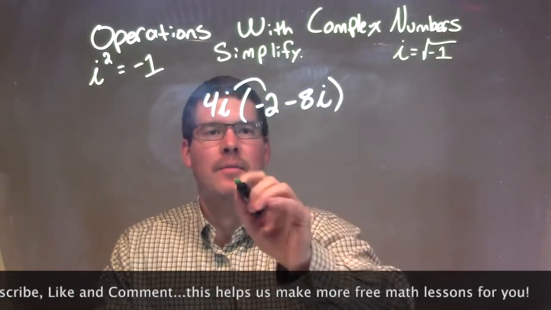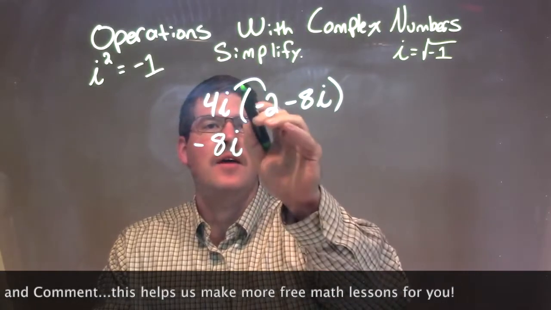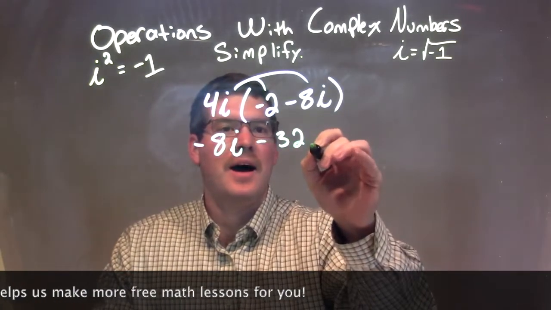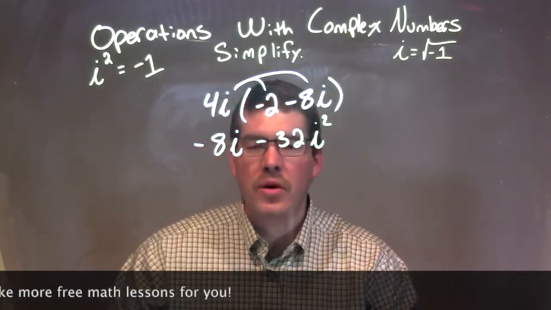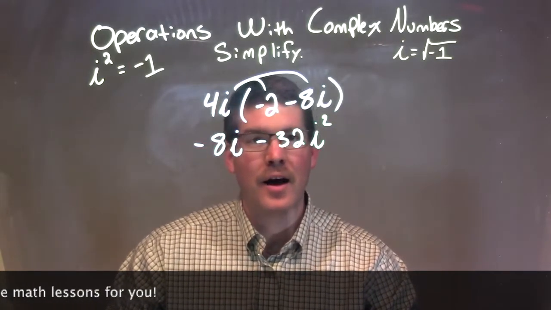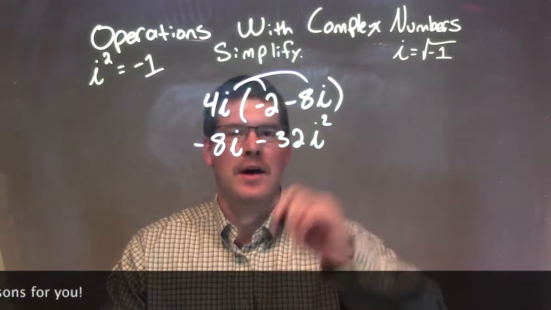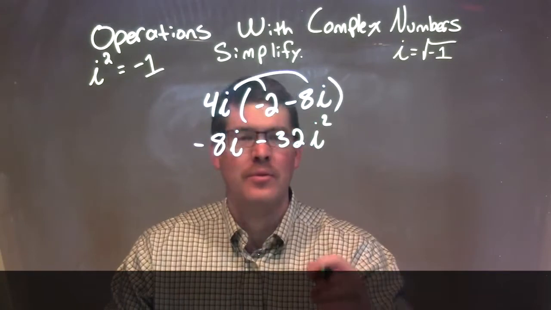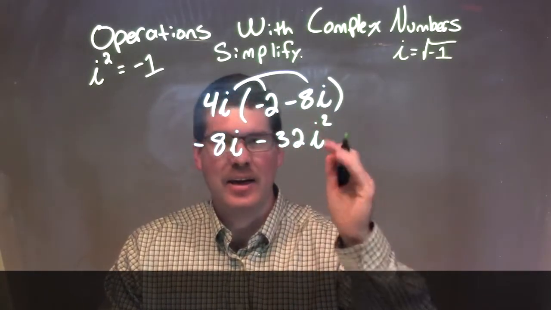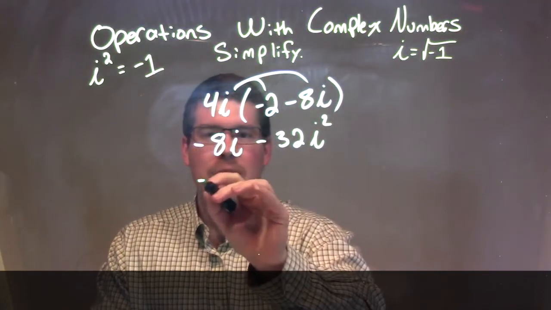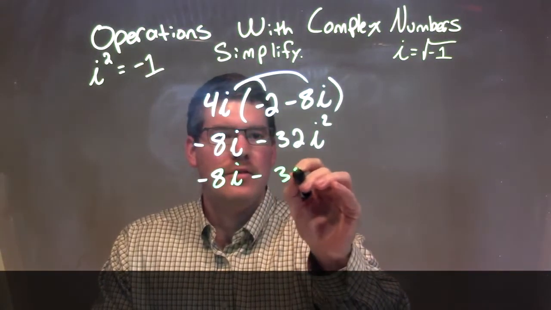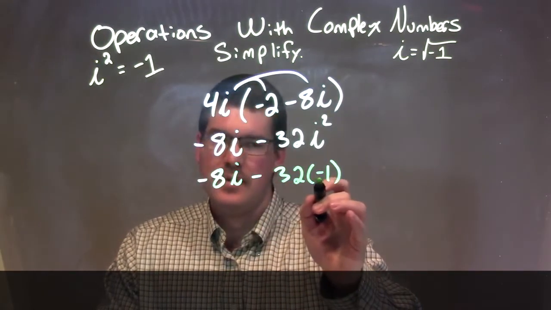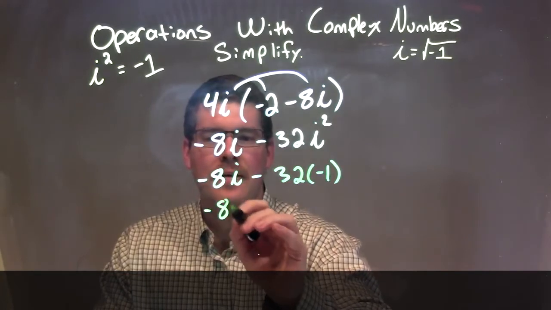I have 4i times a minus 2 is a negative 8i, and 4i times a minus 8i is a minus 32i squared. 4 times 8 is 32, and the minus is out there, and i times i is i squared. And this is where imaginary numbers differ from their properties with variables, okay? i squared, we know, is negative 1. So we rewrite this to be negative 8i minus 32 times a negative 1. Negative 32 times a negative 1 is a positive 32, so we have minus 8i plus 32.